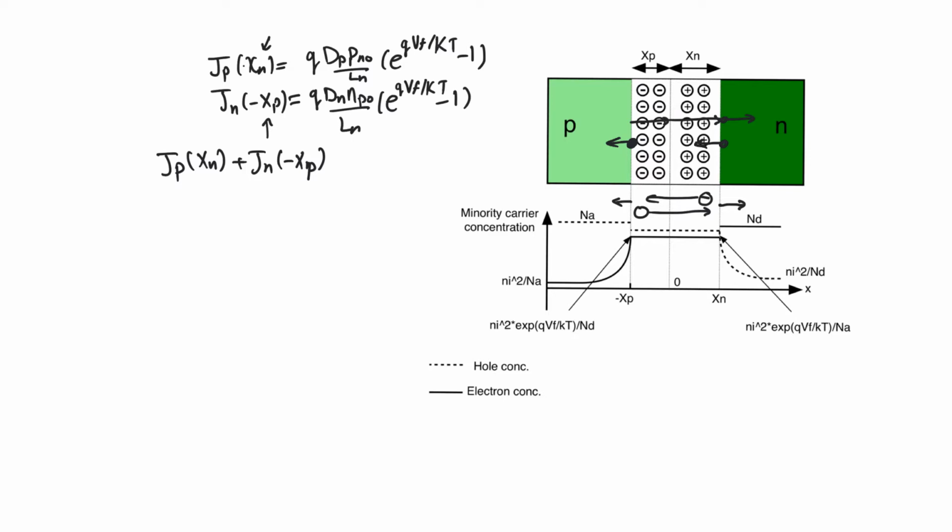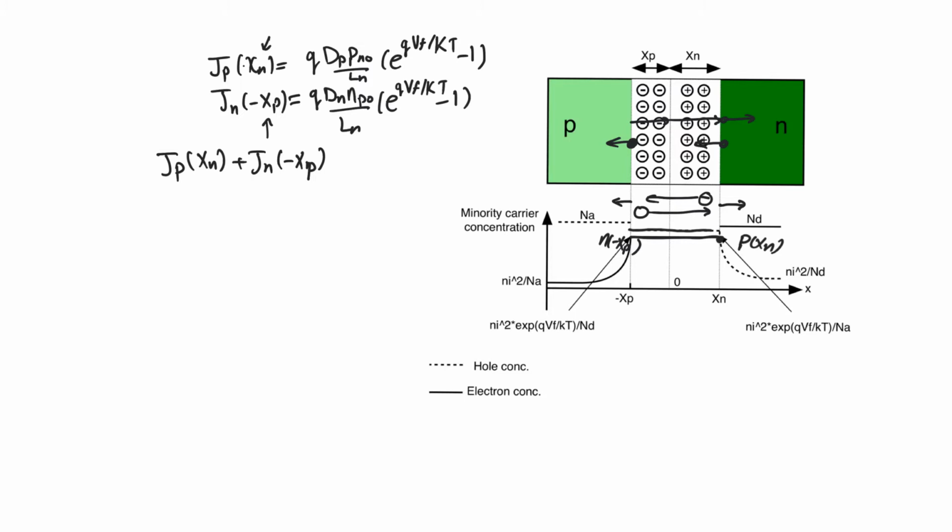This means that the levels of electrons and holes within the depletion region are constant, which we can see from these two graphs, and they are equal to P of xn and n of minus xp, which means that also the diffusion current within the depletion region is equal to the diffusion current at its borders, because the total diffusion current within the depletion region is constant.